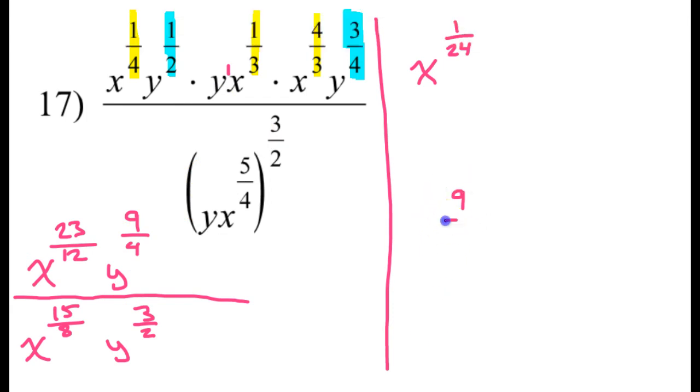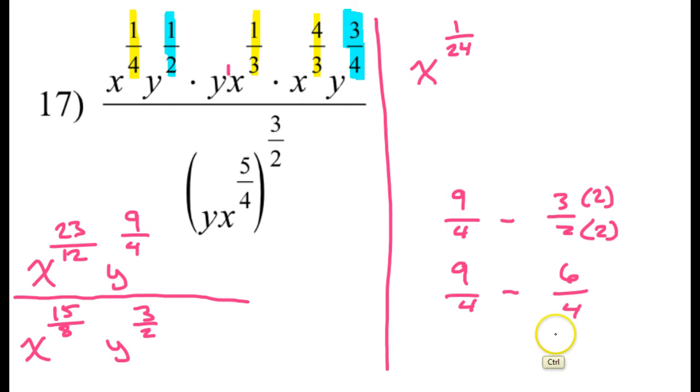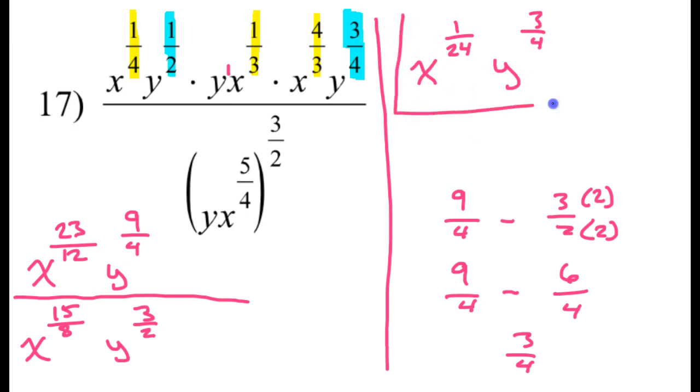So I need to do the same thing with the y's. I need to do 9/4 minus 3/2. So I'm going to multiply these by 2. That's going to give me 9/4 minus 6/4. So that's going to be 3/4. So that's just going to give me y to the 3/4 power. And that's it. I don't have any negative exponents, so there are no fractional exponents in the denominator. So this is my final answer for number 17.